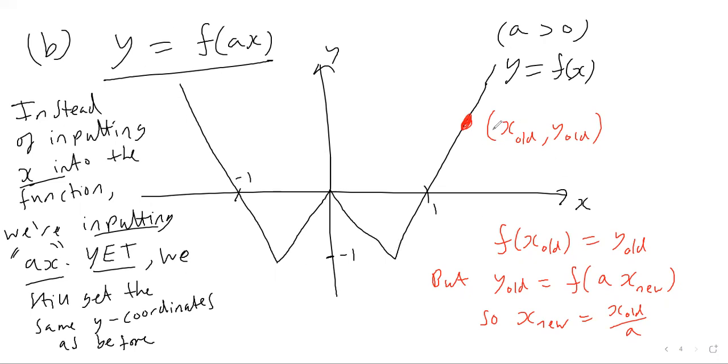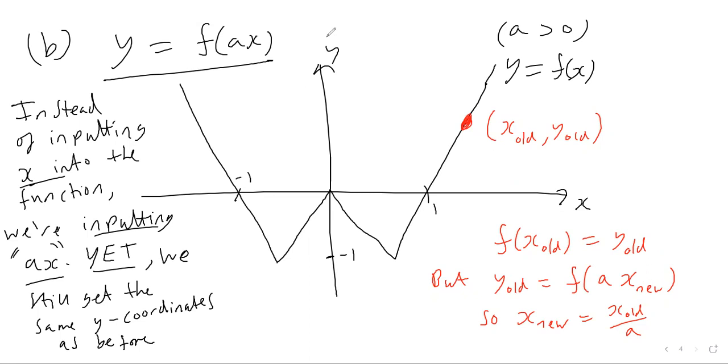So let's think about this. Let's take a random point on our curve, x old and y old. This is a point on our y equals f of x graph, our original one. So if f of x old is equal to y old, but we still get the same y coordinate with this transformation ax, that's telling us that our old y coordinate must be equal to the function of a times our new x coordinate.